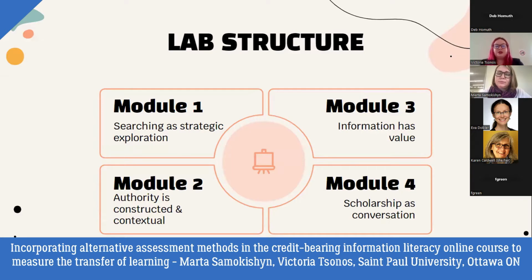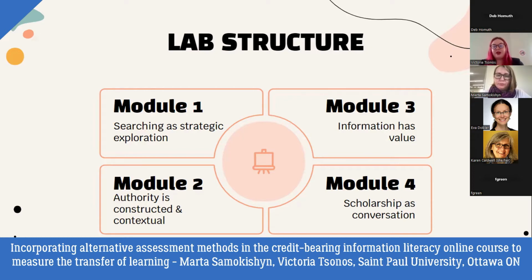So the first module was for searching as strategic exploration. So we had students develop and create their own research questions. We also had them discover the library tools and learn basic and advanced search strategies. The second module is authority is constructed and contextual. So we discussed how to understand different types of information sources, so by format or by content and audience, and by the context in which they were created. We also provided information on how to close read sources, how to identify authority, identifying arguments, evaluative literature.